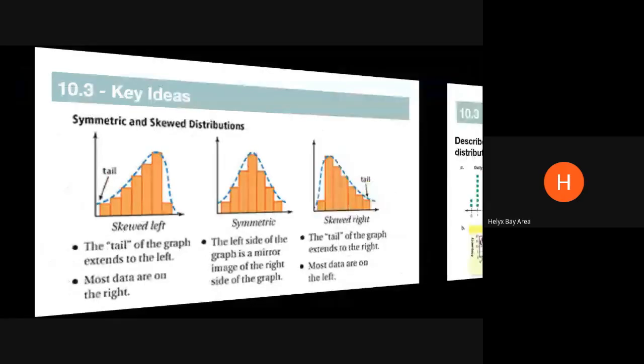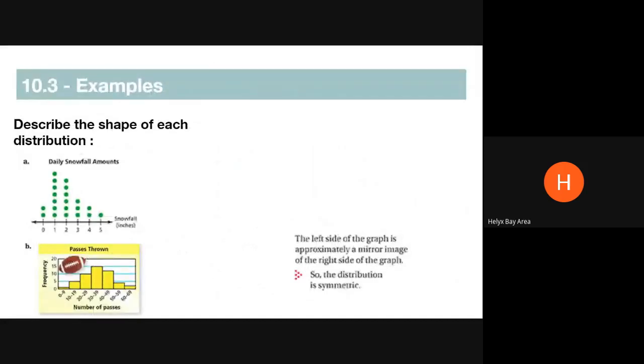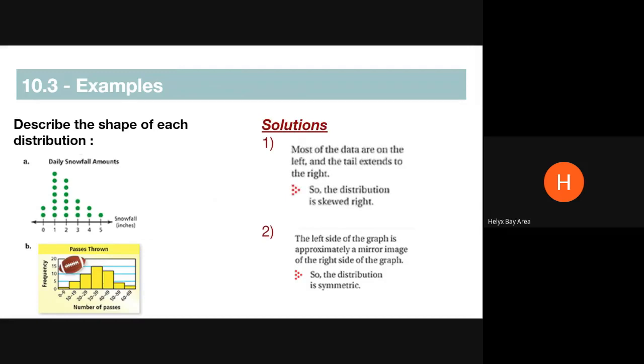Okay, go ahead and describe each shape of distribution. For the first one, it's skewed right. And for the second one, it's symmetric. Most of the data is on the left, so the tail extends to the right. So the distribution is skewed right. Good job.